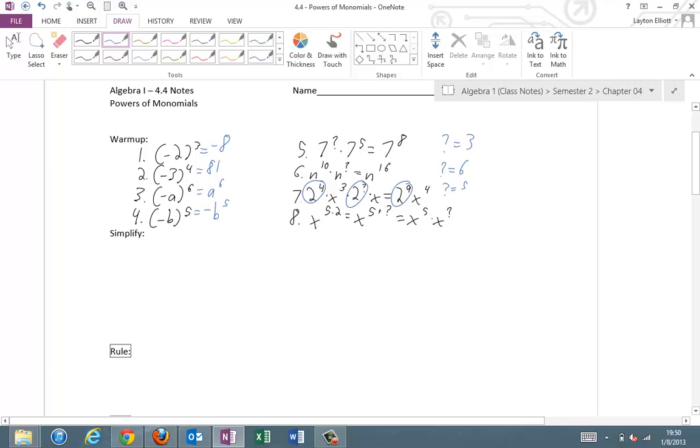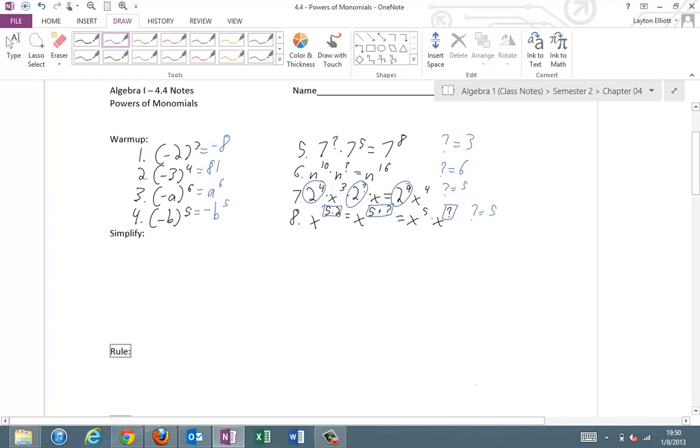Then number 8 is saying x to the 5 times 2, that's really 5 times 2, is the same as x to the 5 plus what, which is the same as x to the 5 times x to that same what. And that what would have to be a 5, pretty much because 5 times 2 is the same as 5 plus 5.